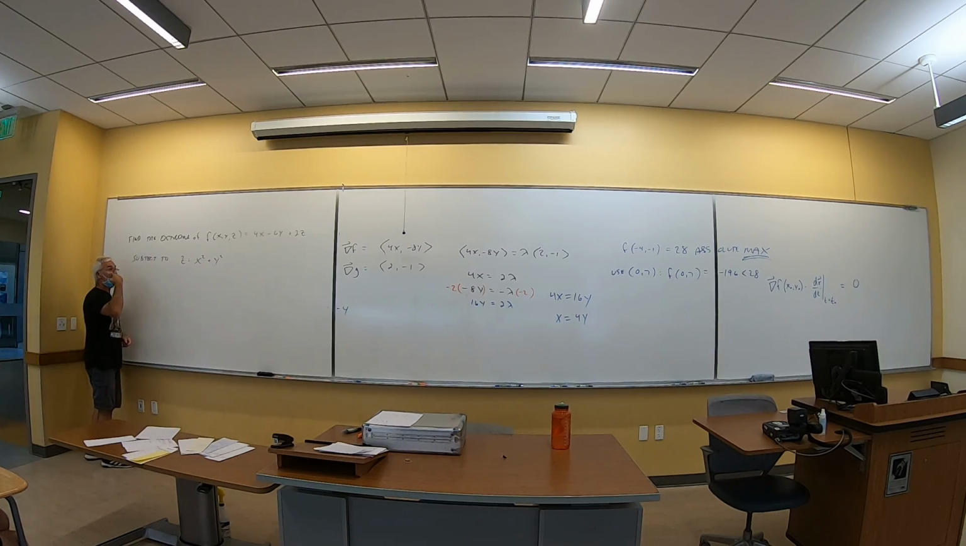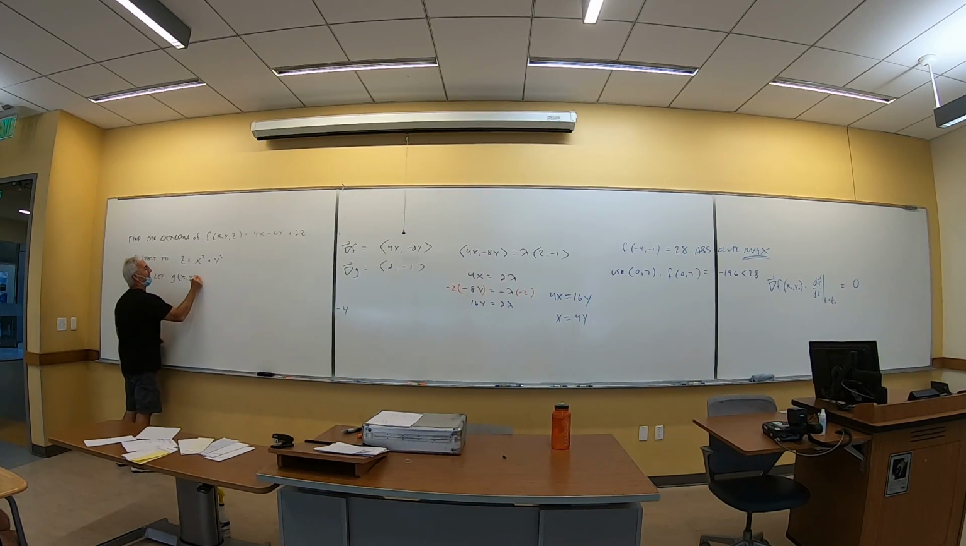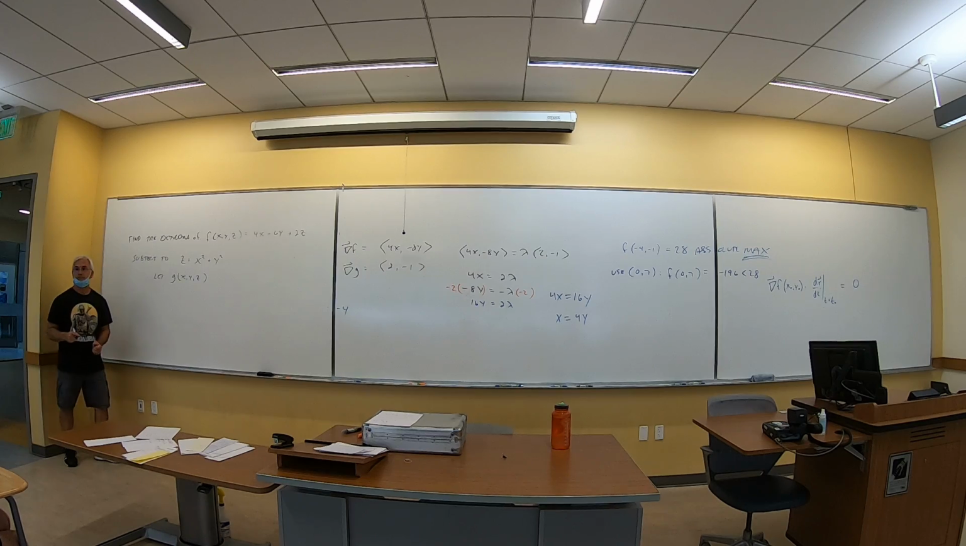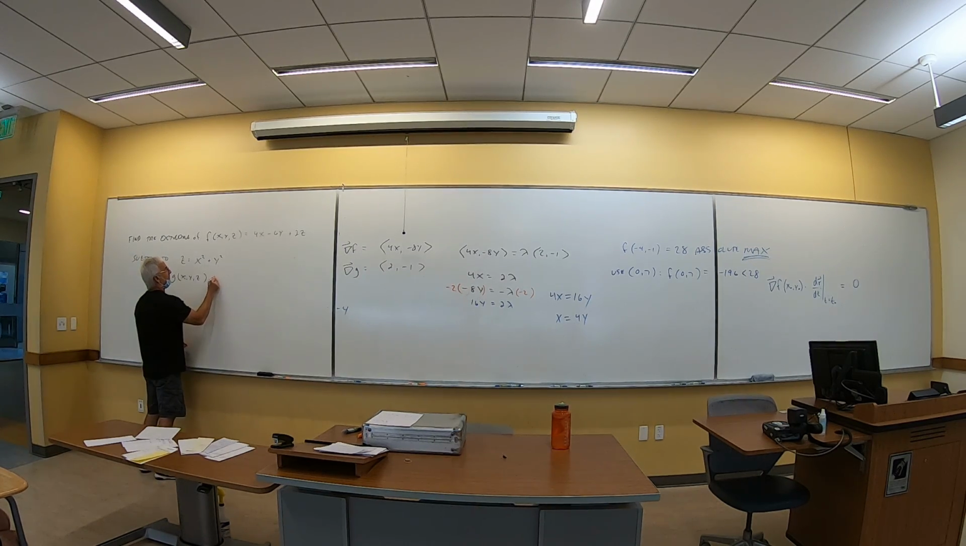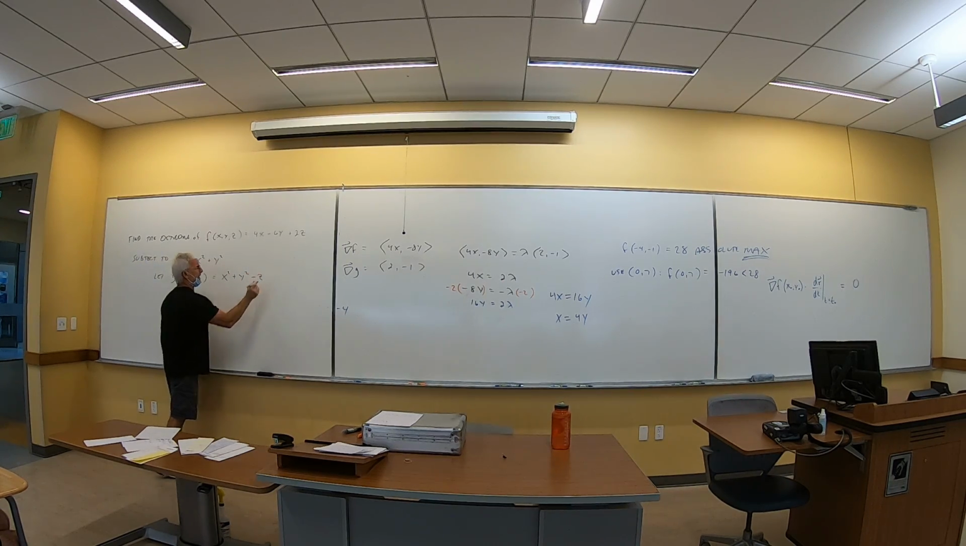So the first thing I need to do is create a new function. I need a g of x, y, z this time. Now what do you suppose I should call it? W. What should this be? X squared plus y squared minus z. Yeah, I'd probably go that way.